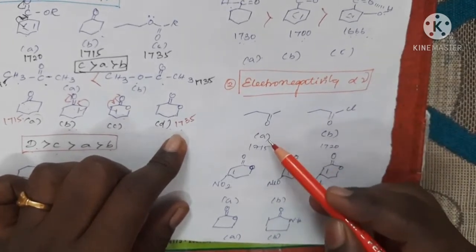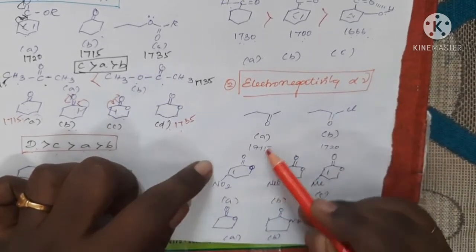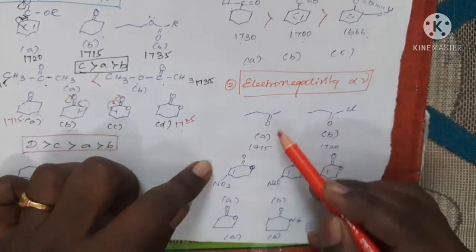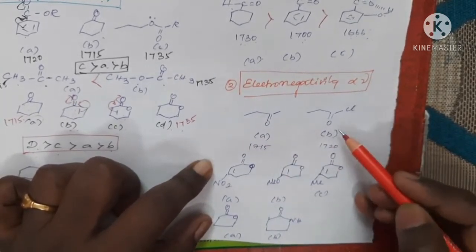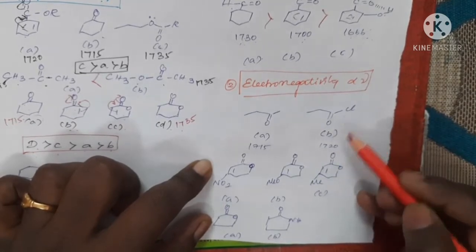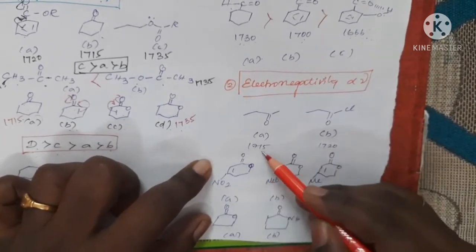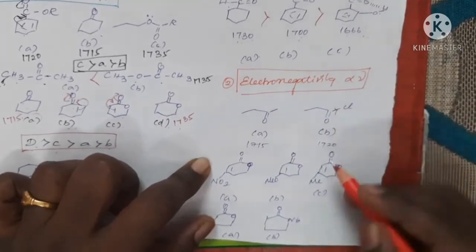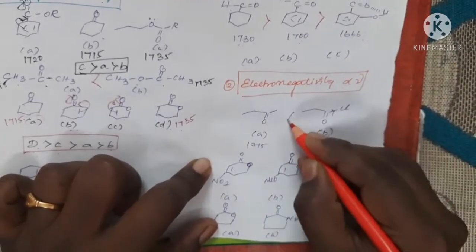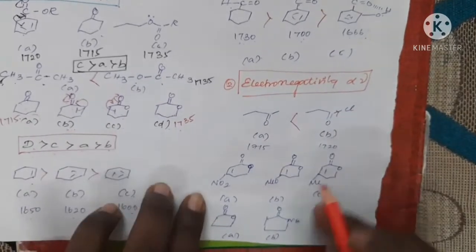Okay. For example, see here in A, the stretching frequency of this ketone is 1750. We already know. As chlorine is attached to that ketone, it increases the value from 1750 to 1720, because it takes away the electron. Okay. So this is the case. B is greater than A.